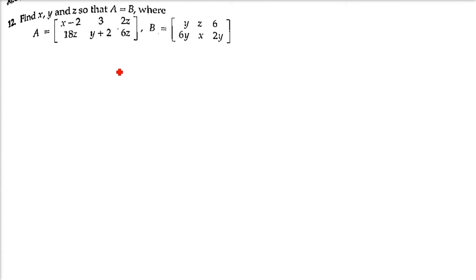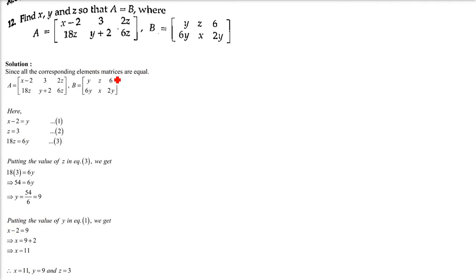Find x and y and z so that a equals b. See, now you are getting certain values which are equivalent, and certain which are like z equals 3. And what about this next value, which is 6z equals 2y. That is already there with us. So 6 into 3 is 2y. So you get y equals 9.